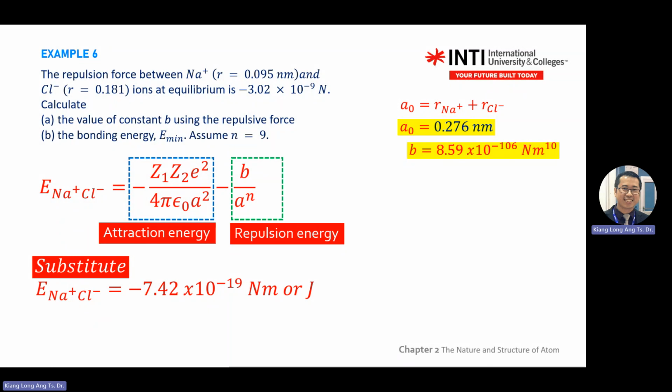Okay, last lecture, we stopped at this equation. We have two equations. One is for force, one is for energy. So make sure you go and see example 5, example 6.